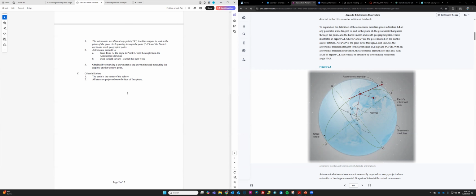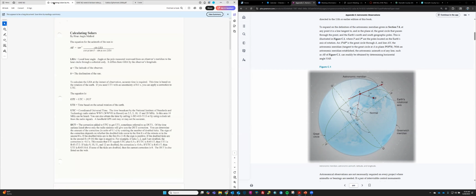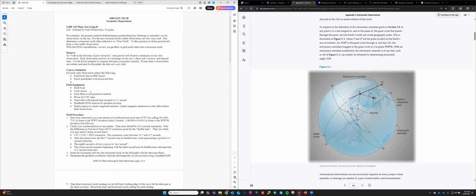Now we have the celestial sphere. The Earth is the center of the sphere. All stars are projected onto the surface of the sphere. So based on that, we will have field procedures. We will have the lab for the azimuth by solar observation.